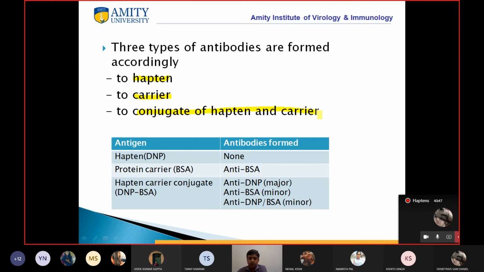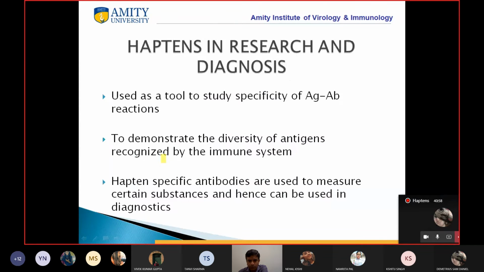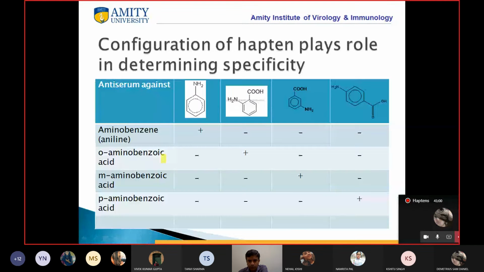Now there is one example you can see. One of the examples is DNP. I don't actually remember, it's dinitro something.